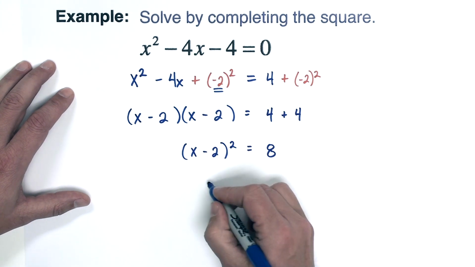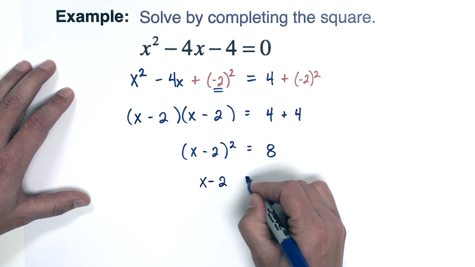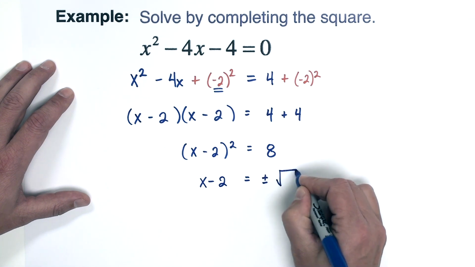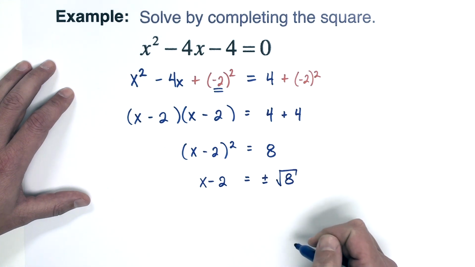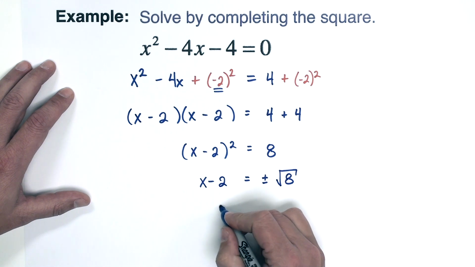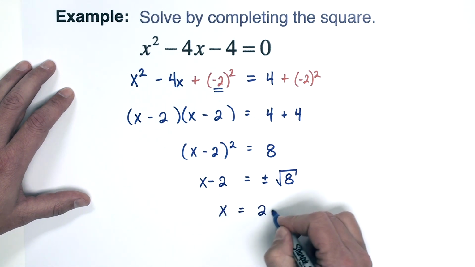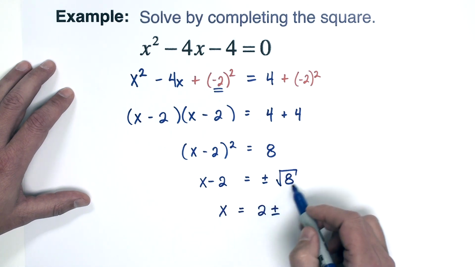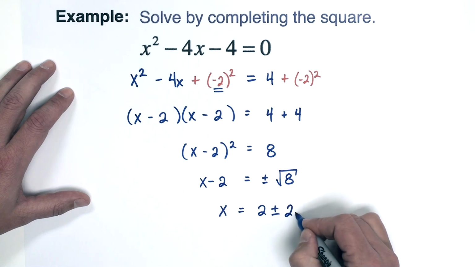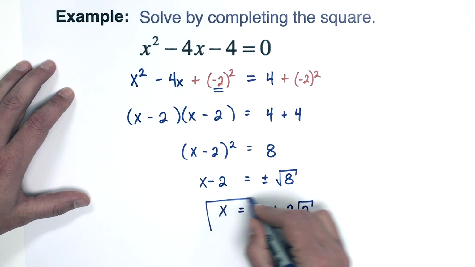Square root both sides, so x minus 2 equals plus or minus square root 8. And then move the 2 over. So x equals 2 plus or minus, the square root of 8 simplifies to 2 square root 2.